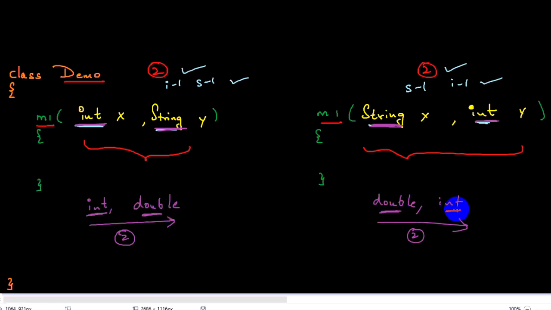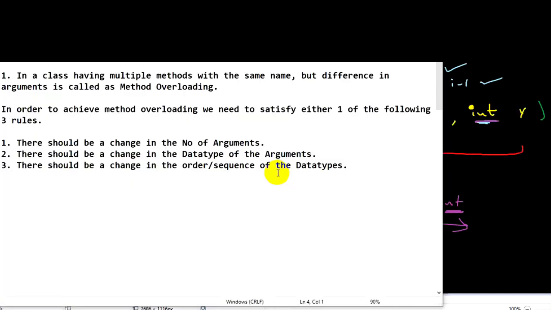So data types are also the same, number of arguments is also the same. But look at the order, the sequence. Here it is int and then double. Here it is double and then int here. So this is called method overloading. Just go back and read out the definition here. What is method overloading here?